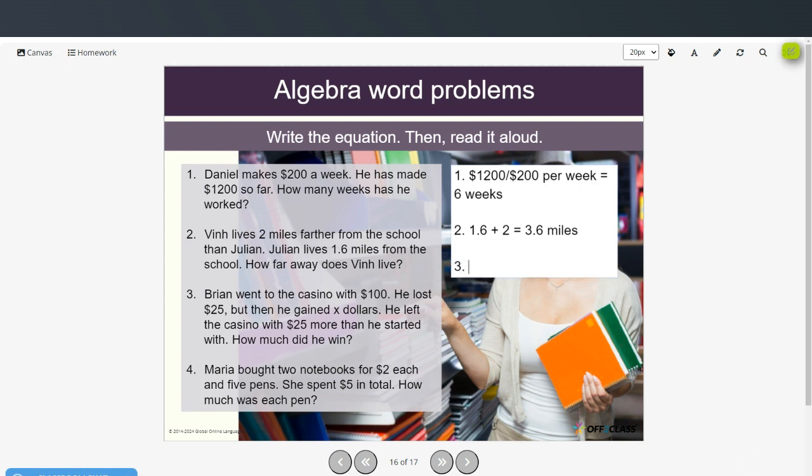Brian went to the casino with $100. He lost 25, but then he gained X dollars. He left the casino with 25 more than he started with. How much did he win? So he started with 100 minus 25 plus X equals 100 plus 25.